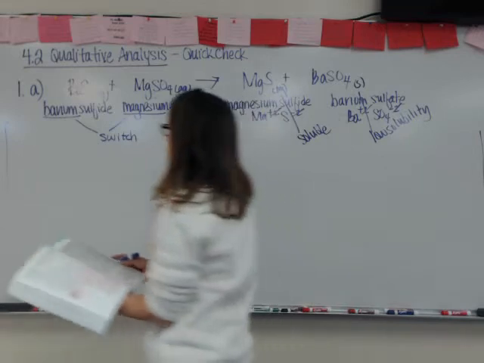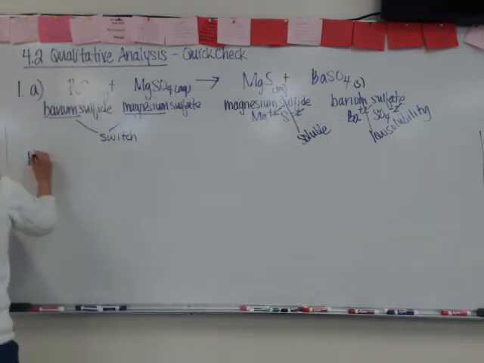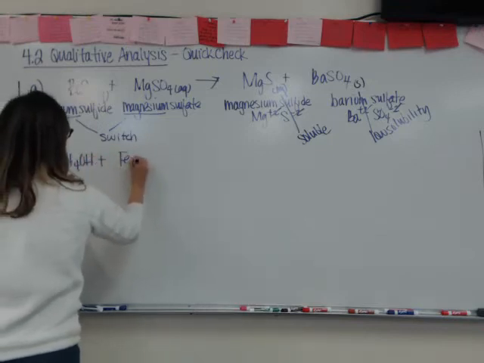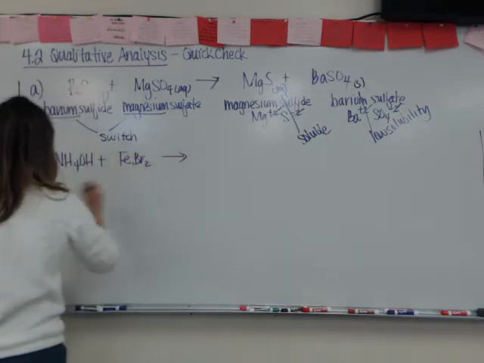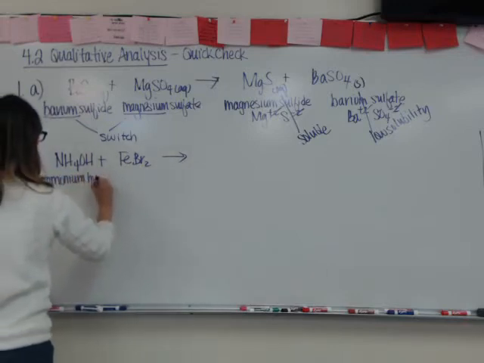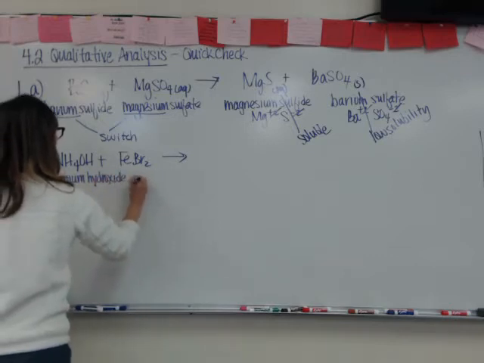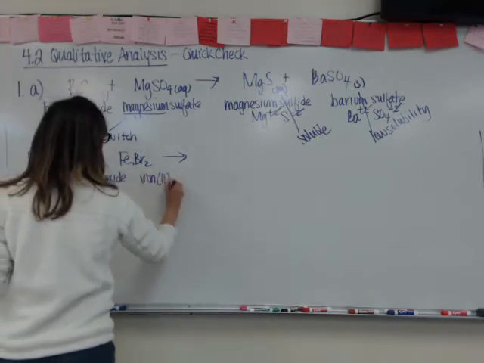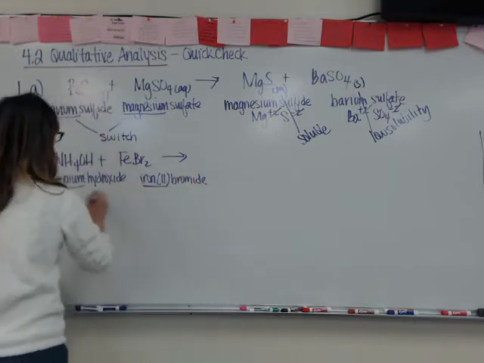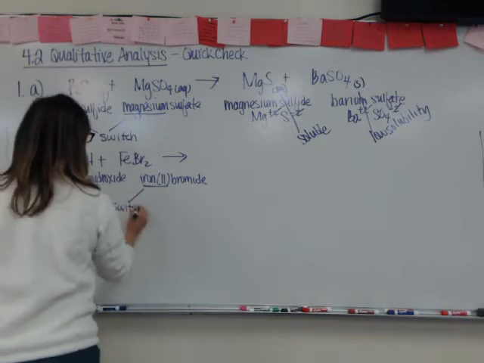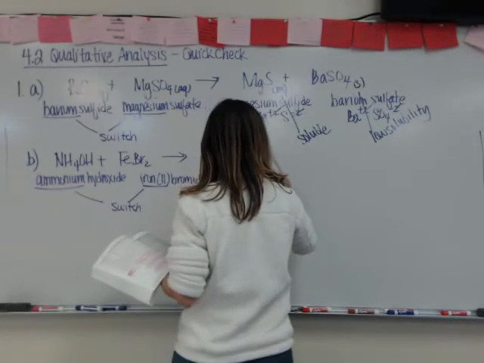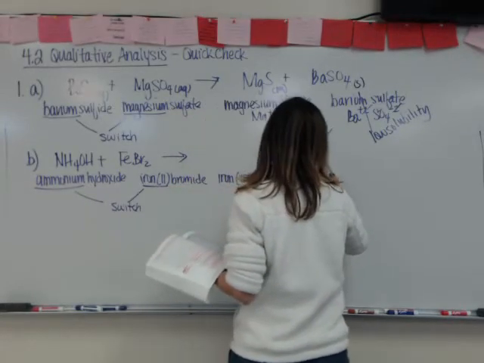Okay, I'll do one more with you. If you're taking a look at B, you've got NH4OH combining with FeBr2. So this would be ammonium hydroxide and iron 2 bromide. The ammonium and the iron 2 are going to switch places. When they switch places, you're going to get iron 2 hydroxide and ammonium bromide.